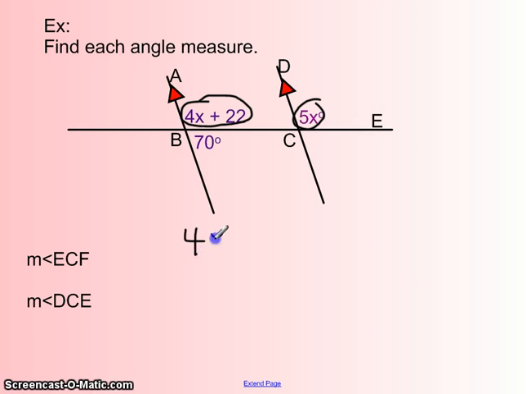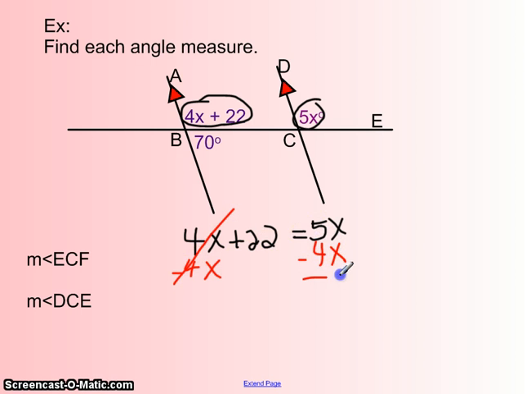So I'm going to say that 4x plus 22 equals 5x. Remember, congruent means that they have the same measure, so their two measures are going to be equal. From here we just want to solve it for x, so I'd go ahead and take that 4x over to the other side by subtracting it. Subtraction property of equality, if this was the last section or last chapter. So those would cancel out, and over here I would be left with x equals 22.